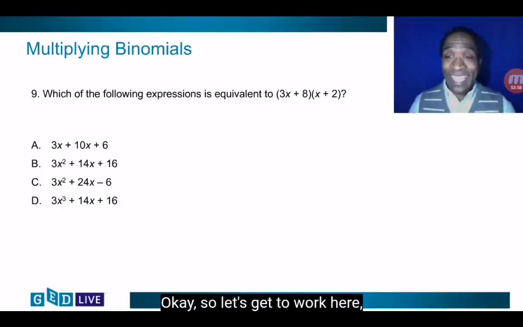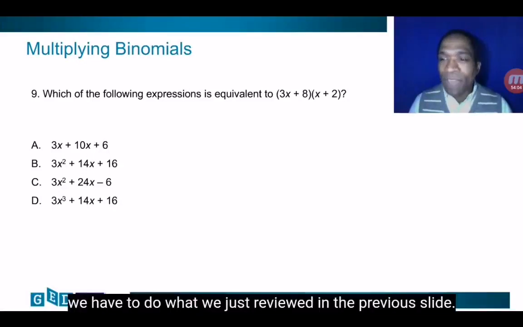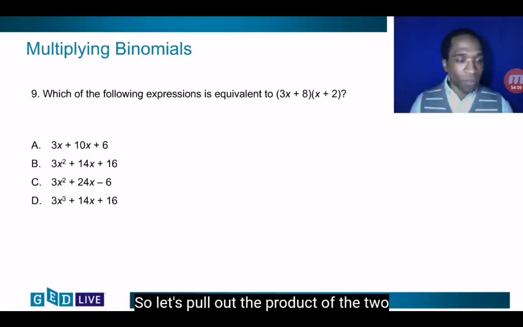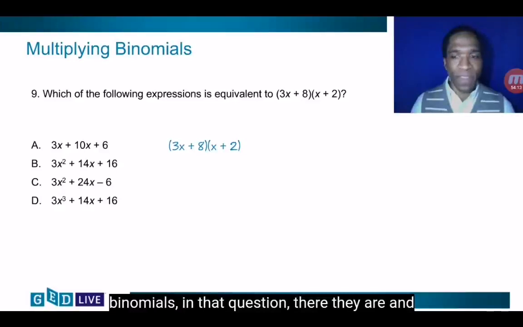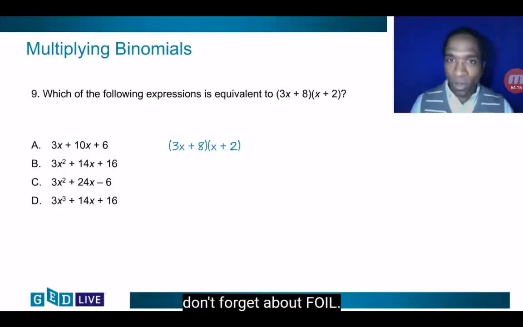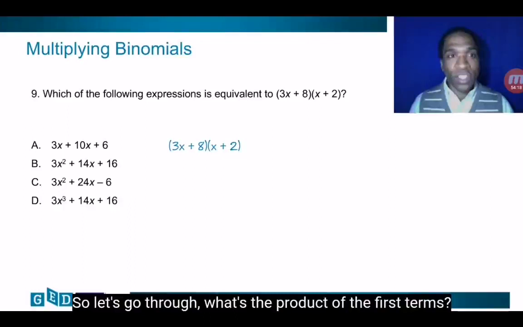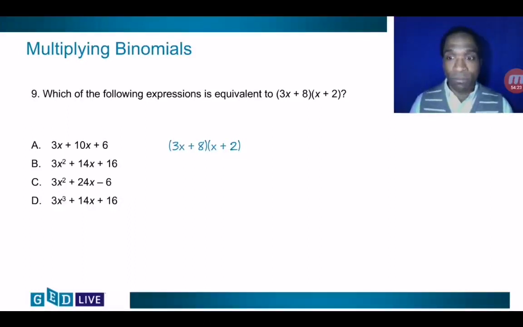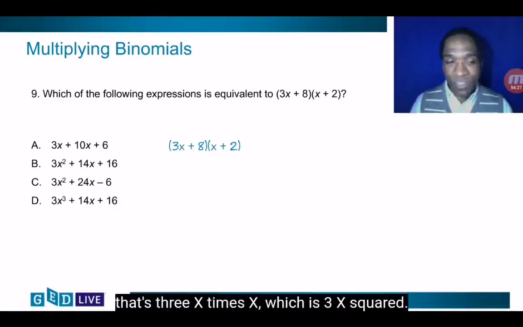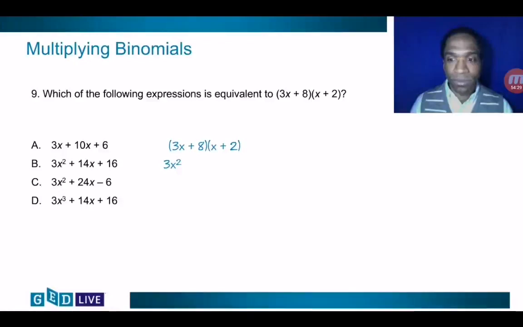Okay, so let's get to work here. Let's see what's going on. Now, to answer this question, we have to do what we just reviewed in the previous slide. So let's pull out the product of the 2 binomials in that question. There they are. And don't forget about FOIL. So let's go through. What's the product of the first terms? Do that on your own. That's 3x times x, which is 3x squared.